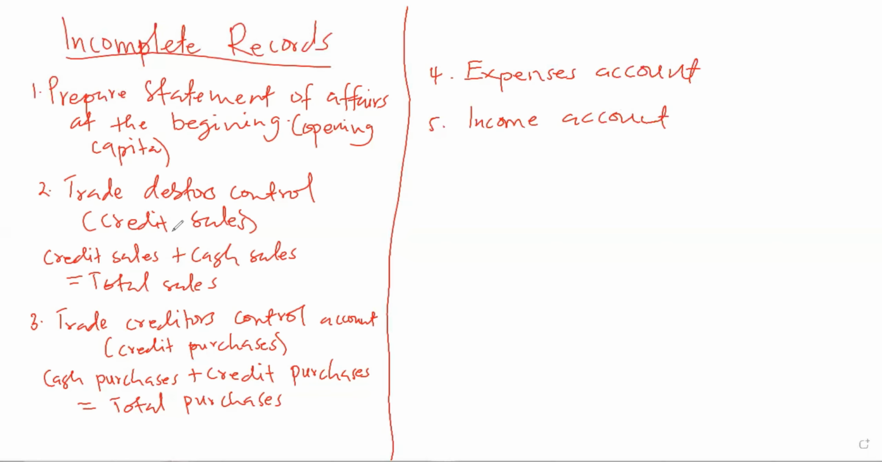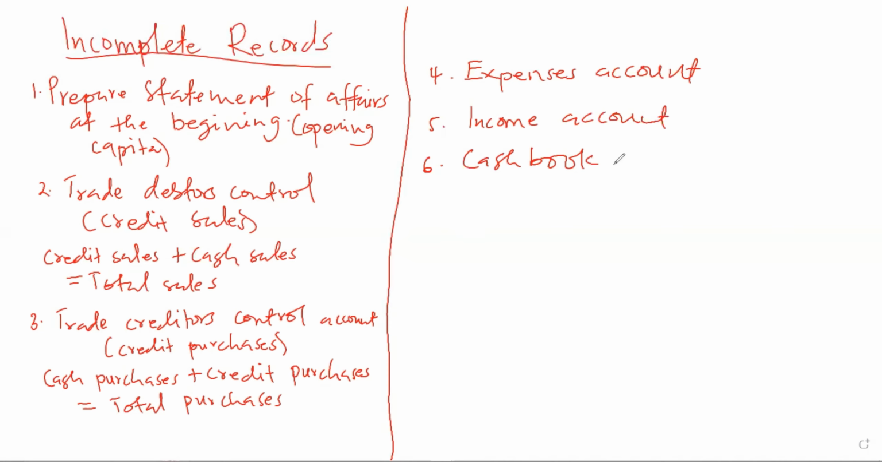When you are done with all these workings, sometimes you need to prepare the cash book again to get the closing balance for the cash book, because you need that in the statement of financial position as your current asset. That is the closing balance. So if you don't have the closing balance in the question, you have to prepare the cash book again.